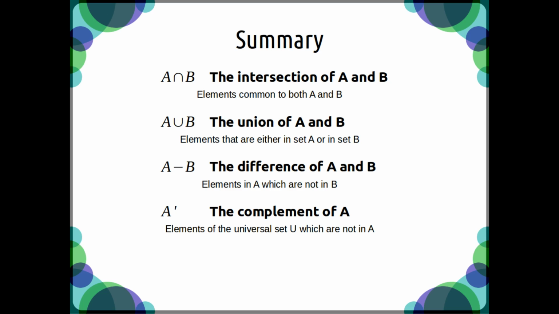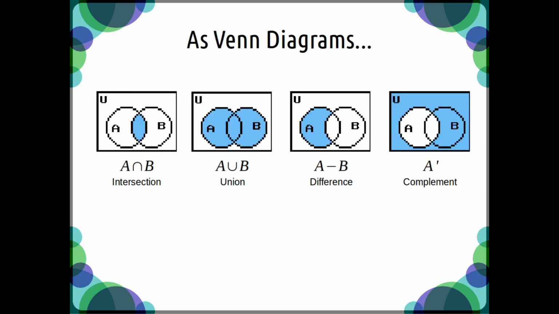And the complement of A, which would be written as A prime, are the elements of the universal set which are not in A. We can also represent these graphically as Venn diagrams. When drawing a Venn diagram, make sure to also enclose your diagram in a box, which is the universe, or the universal set. Again, A intersection B is only the elements that they have in common.